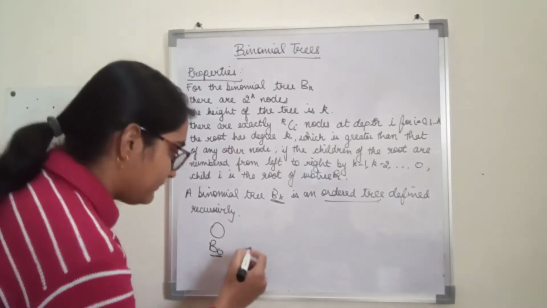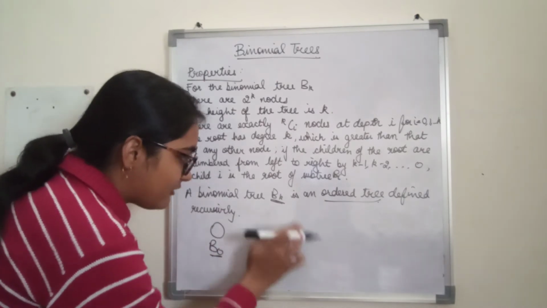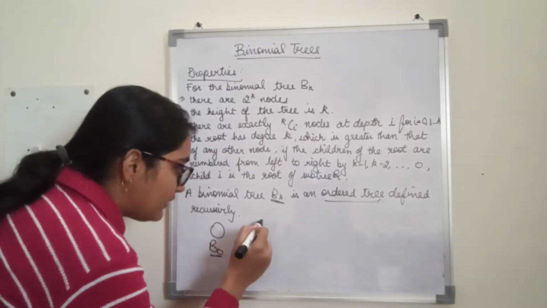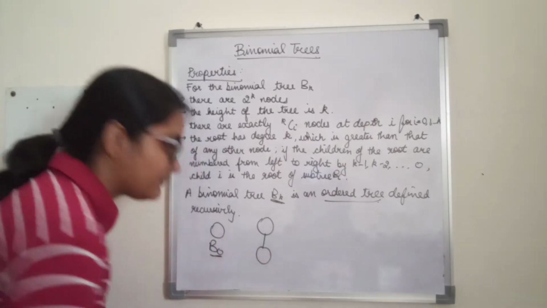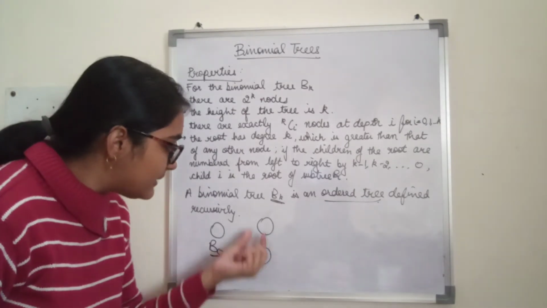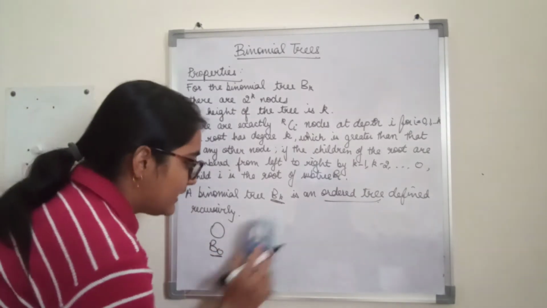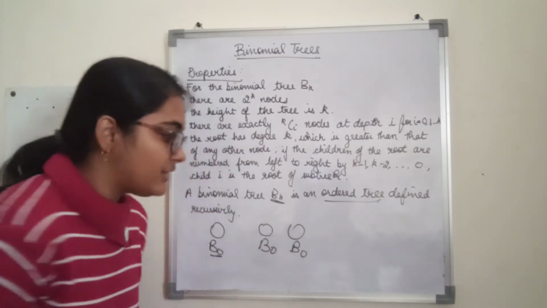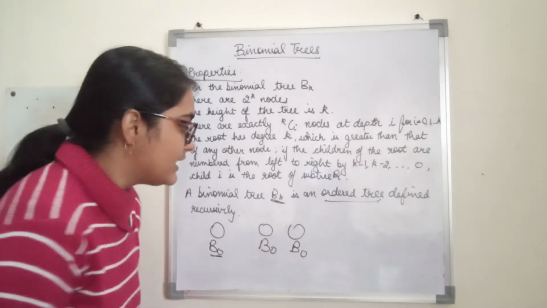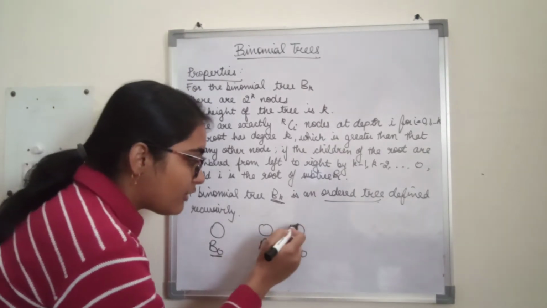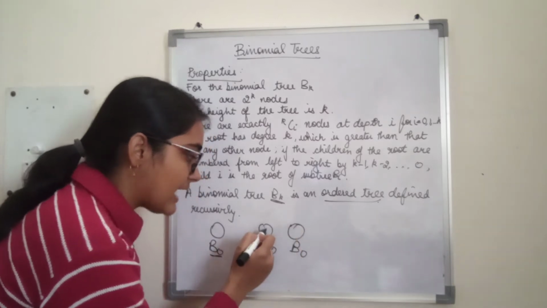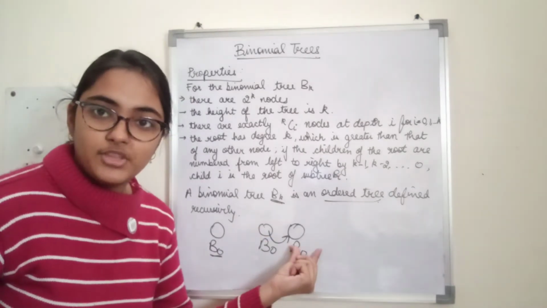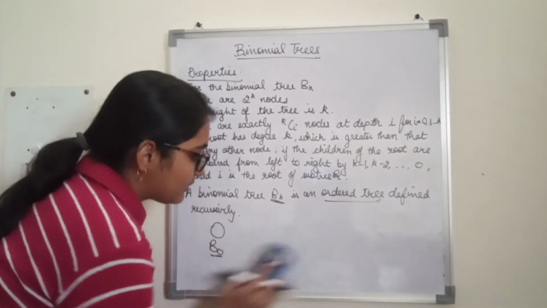Now, how to form B1? We form B1 by taking two B naught and linking them together, right? So how do we link them together? The root of one is made the leftmost child of the root of another, right? Let us say these are two B naught, B naught and B naught. We have to link them together to form B1. So how are we going to link? We are going to make the root of one the leftmost child of the root of another. So we are making this node the leftmost child of the root of this. So how will it become? It will become like this.